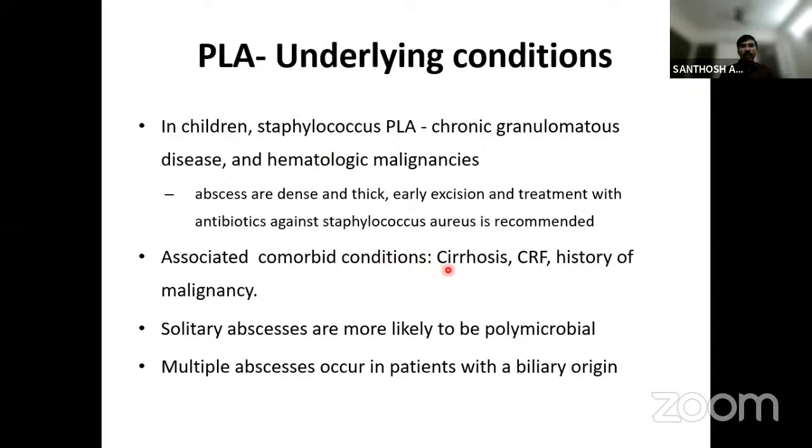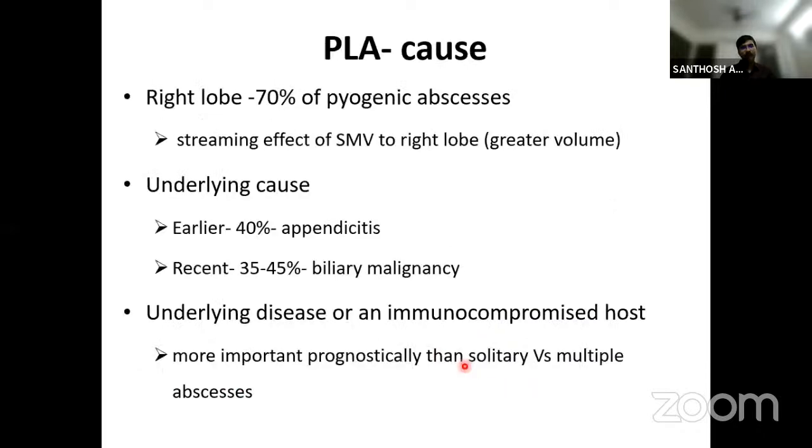Associated comorbidities like cirrhosis and CRF worsen the prognosis. Solitary abscesses are more likely to be polymicrobial. Multiple abscesses occur in patients with biliary origin. The right lobe is most commonly involved because of the streaming effect of the SMV.